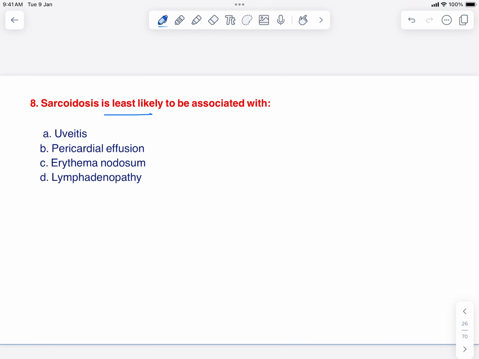Sarcoidosis is least likely to be associated with uveitis, pericardial effusion, erythema nodosum, lymphadenopathy. So, lymphadenopathy is the hallmark in case of sarcoidosis, right? And lung involvement is seen in almost 90% of patients with sarcoidosis. Followed by lung involvement is skin involvement in the form of lupus pernio as well as erythema nodosum. Then uveitis is also very common.